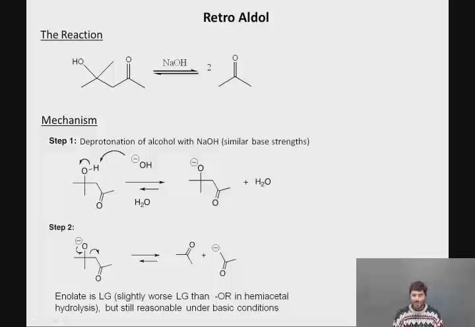So both of these first 2 steps are similar to the mechanism of hemiacetal hydrolysis that you have already seen, in that you first deprotonate and then generate the carbonyl and kick something off as the leaving group. The enolate is a slightly worse leaving group than OR minus. It's a slightly stronger base, but again, this reaction is taking place under basic conditions, so it's still a reasonable leaving group. Not a great one, but it is a reasonable leaving group.